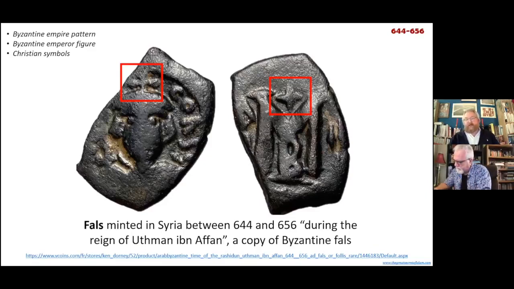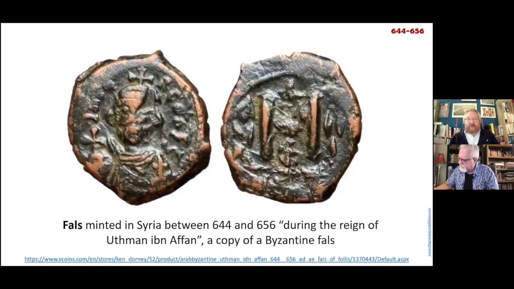So it's the same as the previous coin. It's the same also with this coin, another coin minted between 644 and 656, which is also a copy of Byzantine coins. And we still have the crosses, we still have the emperor, the Byzantine emperor figure. This is him here.